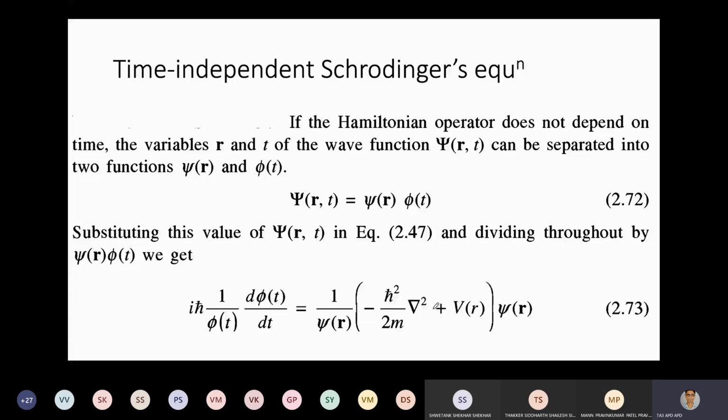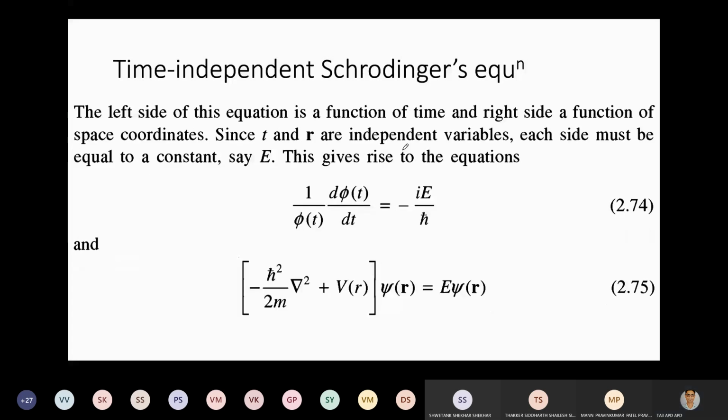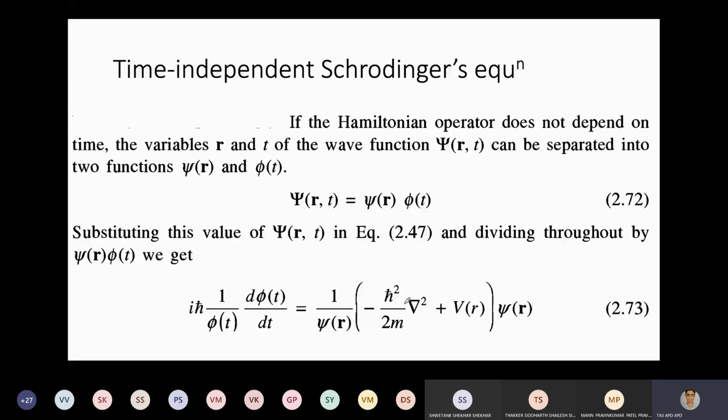Okay, now if we see on both sides, this is only a function of time t. This is only a function of position r. So both are different differential equations which are independent from each other. They both are independent from each other, and therefore I can say that both sides should be equal to some constant. Because t and r are both independent variables, the left hand side as well as the right hand side should be equal to some constant.